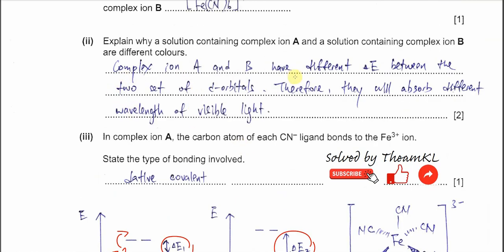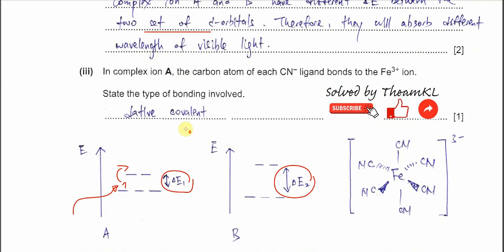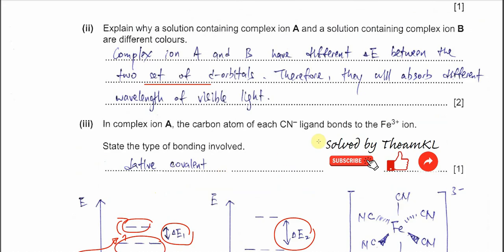That's what you need to put. Complex ions A and B have different delta E between the two sets of d orbitals. These are the two sets, this one and this one, right? Therefore they will absorb different wavelengths of the visible light, and we see different colors.